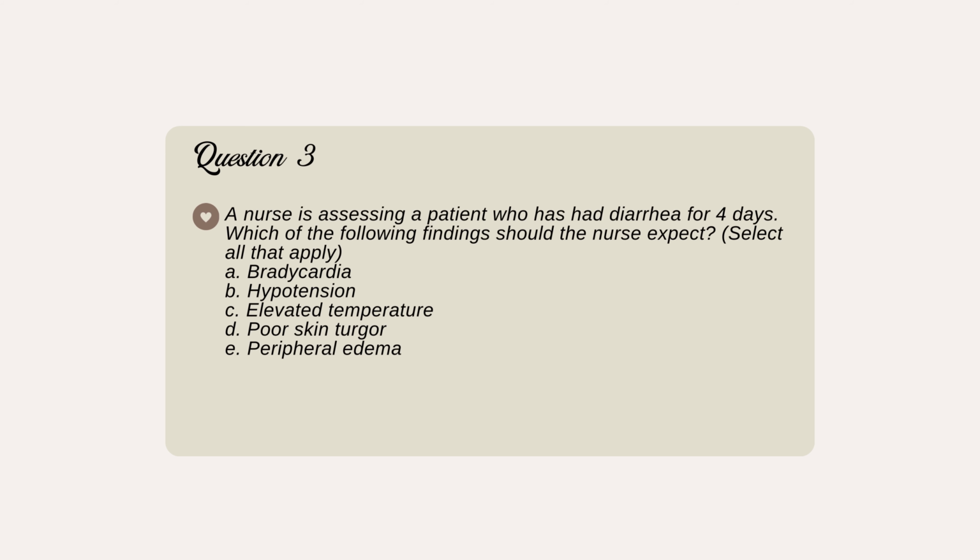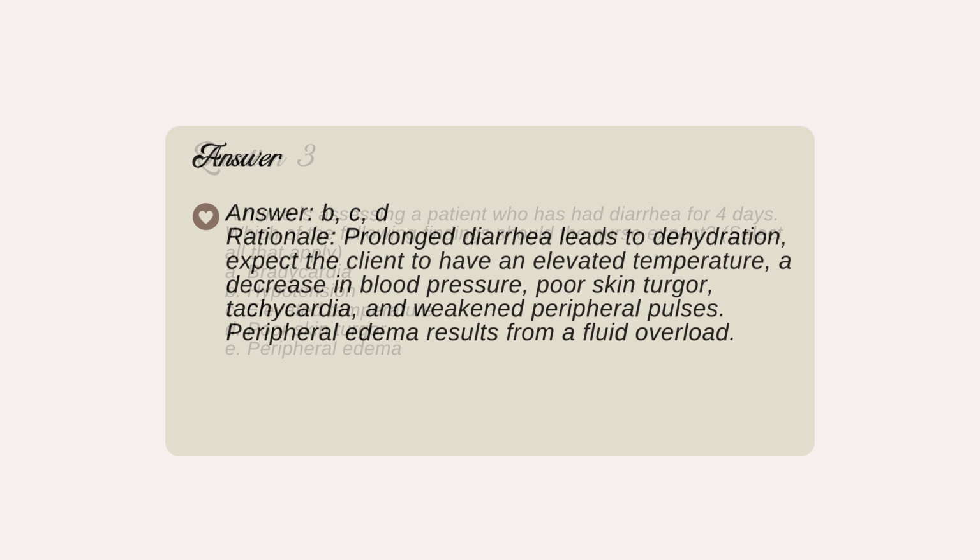Question number 3. A nurse is assessing a patient who has had diarrhea for 4 days. Which of the following findings should the nurse expect? Select all that apply. A. Bradycardia. B. Hypotension. C. Elevated temperature. D. Poor skin turgor. E. Peripheral edema. Answer: B, C, D.